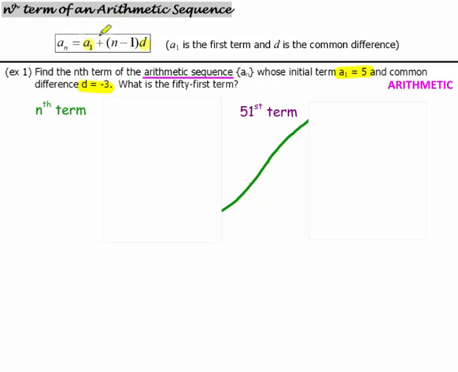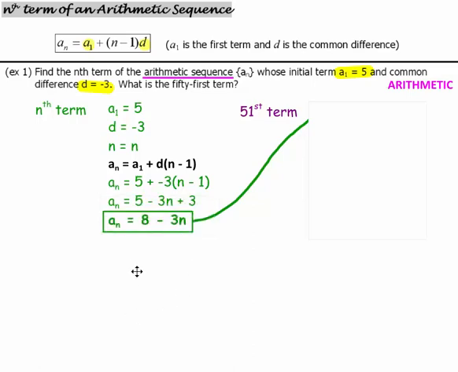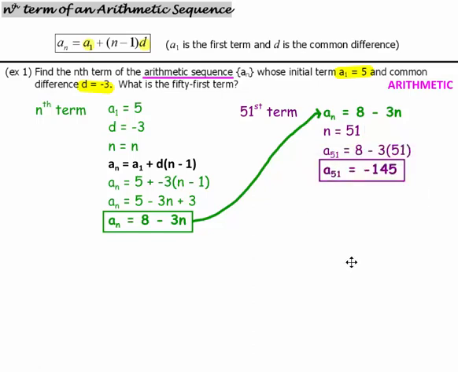So initially we're just finding the nth term, so let's plug those in. And then we'll simplify our equation. You can distribute -3, combine your like terms. So that gives us a formula in terms of n, so that's our generic nth term. So we can find any term in this sequence. So let's find the 51st term. So what that's saying is that our n value is 51. So we're going to use our same formula, plug in 51, and find the value.